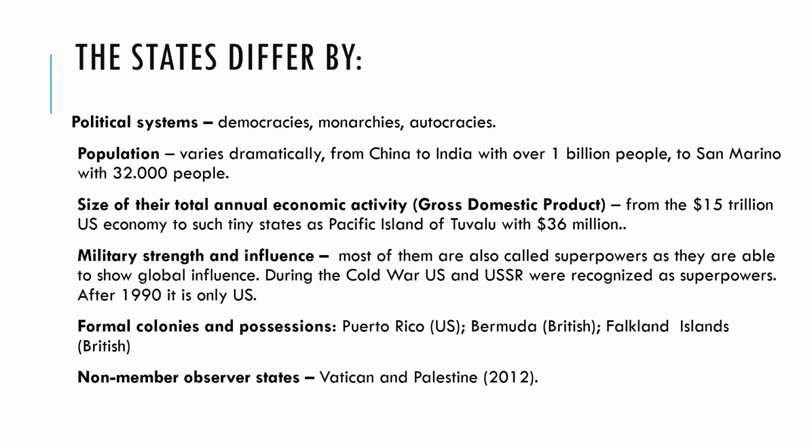We can also identify formal colonies and possessions. So, for example, Puerto Rico is formally a state. However, it does somehow depend on the U.S. politically. Bermuda is British. The Falkland Islands are British, right? And then we have non-member observer states in the UN, which are the Vatican and Palestine. Since 2012, they do have their own territory and their own political structure. However, they do not have the right to vote in the UN.